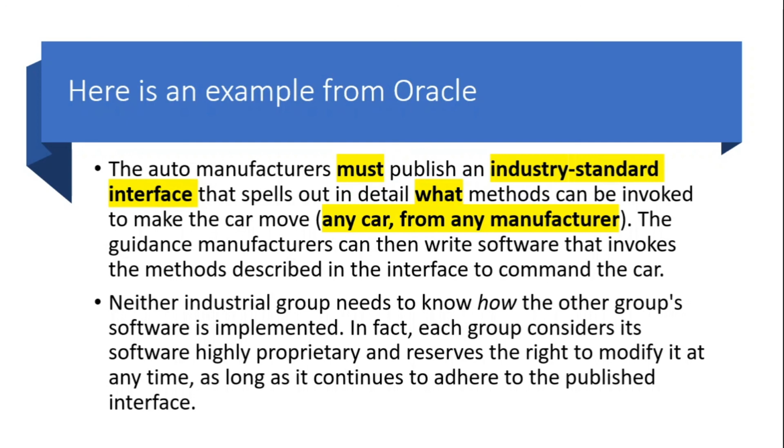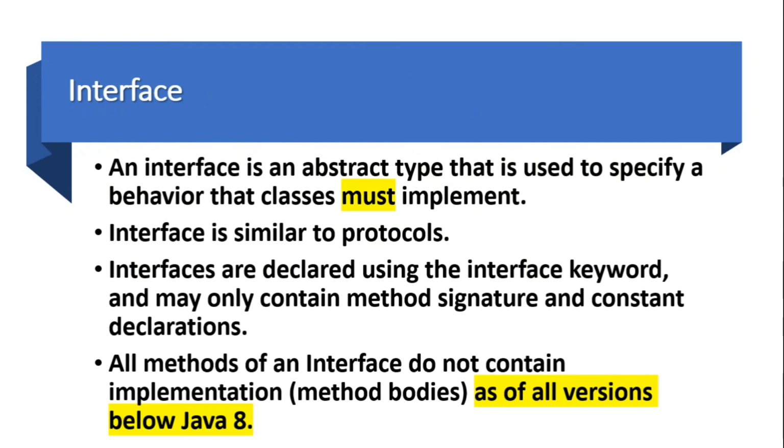Now here's the bottom line. Neither industrial group needs to know how the other group's software is implemented. In fact, each group is totally independent from the other one. But again, each one of them needs to get the job done. That's the whole point of an interface.